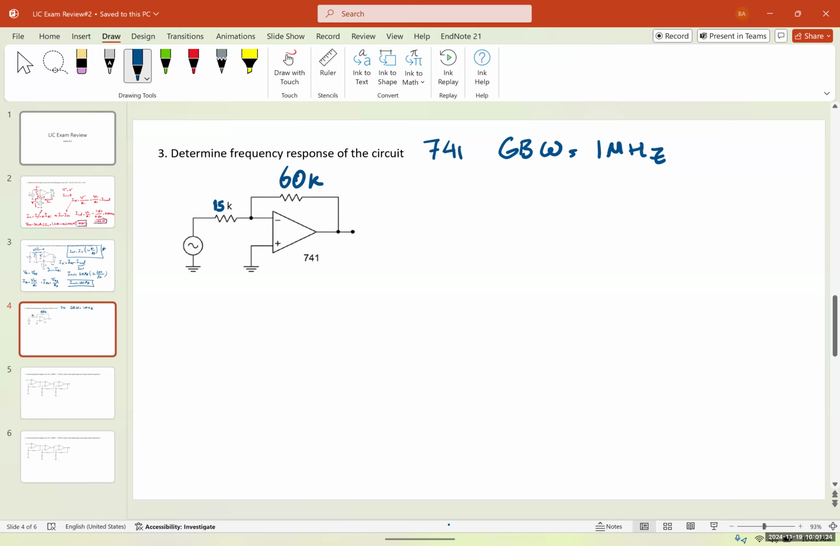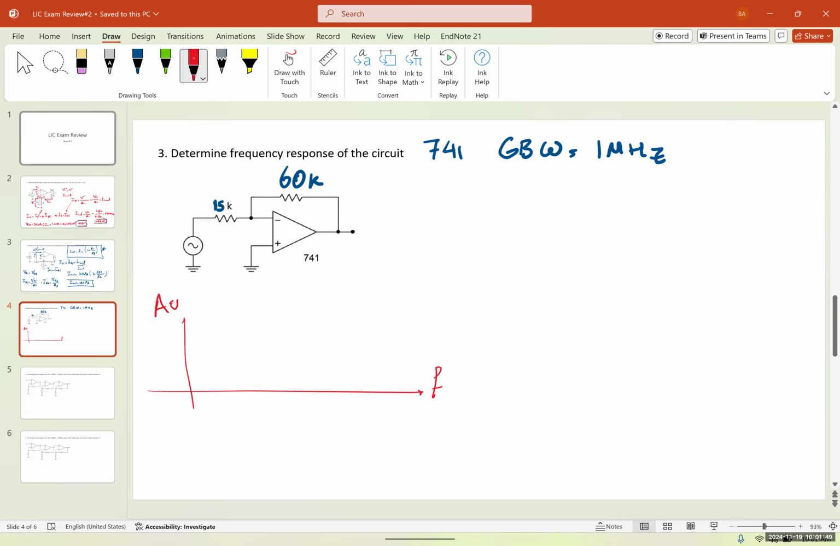Did anyone solve this? Okay. So to draw the frequency response, we need to know the horizontal, vertical, X and Y axis parameters. We need to know the gain and we need to know the frequency.